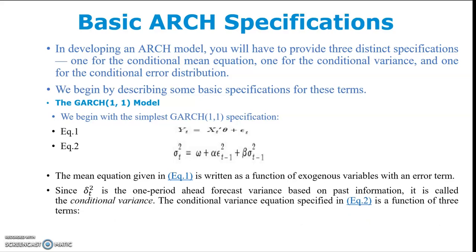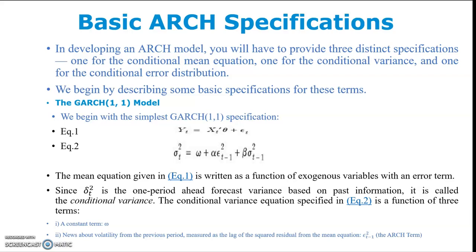Since sigma squared t is the one period ahead forecast variance which is based on the past information, it is known as the conditional variance. The conditional variance equation specified in equation 2 here is a function of three terms: a constant term, news about volatility from the previous period, which is measured as the lag of the squared residual from the mean equation, that is epsilon squared t minus 1, the ARCH term, and then we have the GARCH term, which is the last period's forecast variance, sigma squared t minus 1.